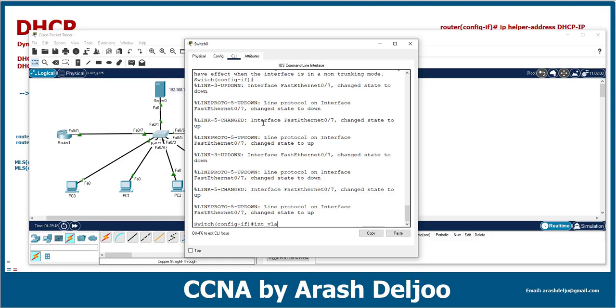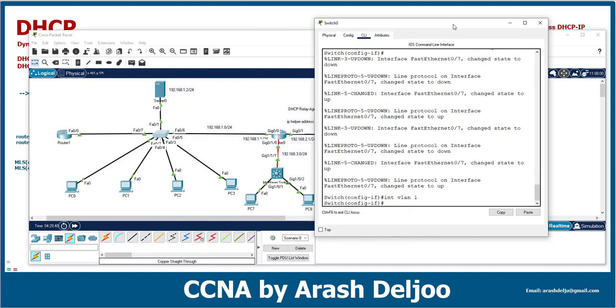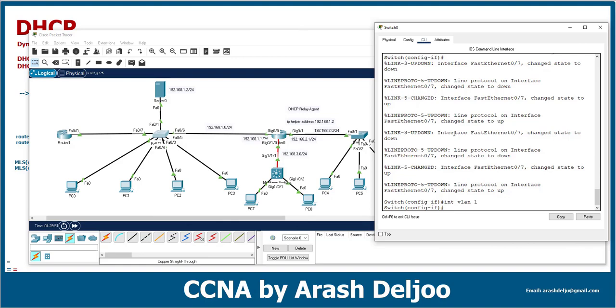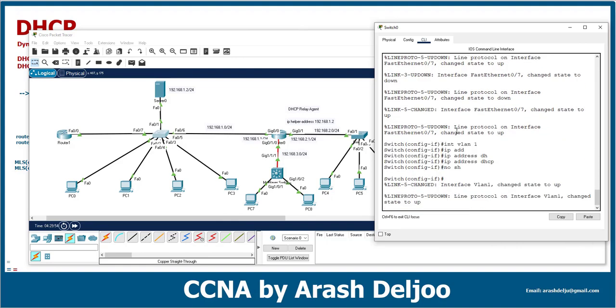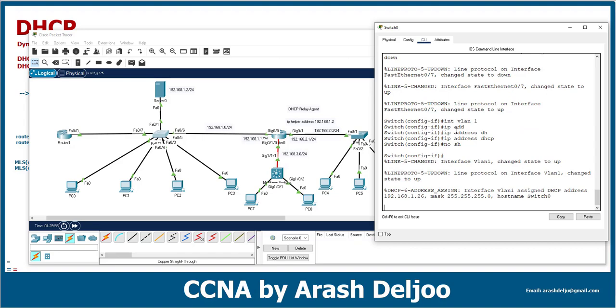For the interface VLAN 1, for example, for Telnet and SSH, we can take the IP address from the DHCP server. In most cases, we don't use this function. Why? Because you need to assign one specific IP address, and remember this IP address to connect to this device. But if you want, you can use this feature.